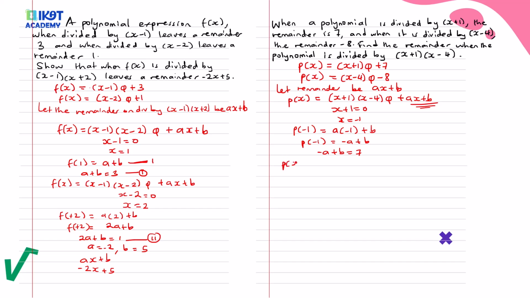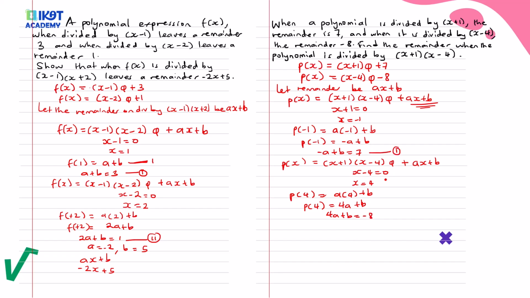So now we repeat p of x is equal to x plus 1, x minus 4 times the quotient plus ax plus b. This time we go with x minus 4 is 0, so x is equal to 4. So p of 4 is going to be, this whole thing becomes 0, plus 4a plus b. Then we say the remainder on division by x minus 4 is -8. So we have 4a plus b is equal to -8.